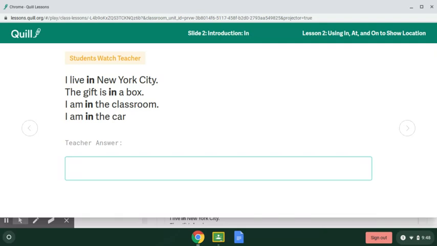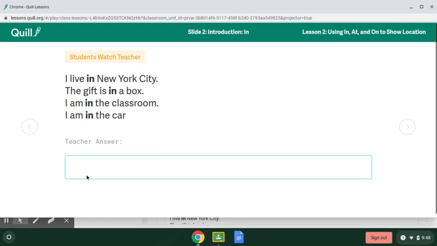So let's kind of break down what this means. Let's look at this first sentence. I live in New York City.